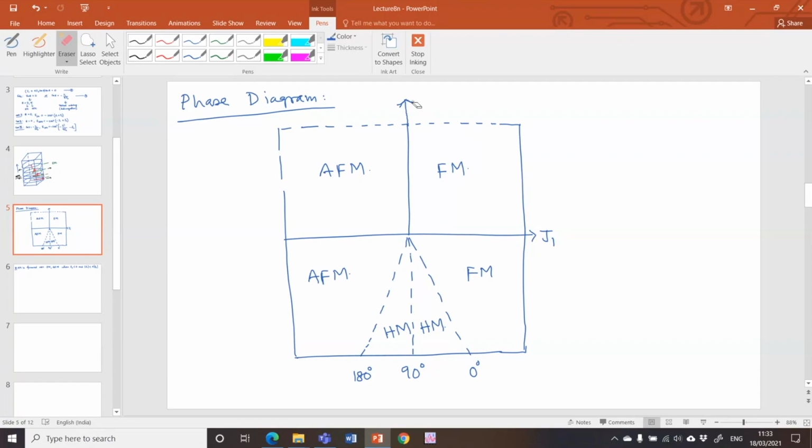That it has to be ferro. If J1 is negative, let me ask you a question. If J1 is negative, then what do you expect? If the exchange integral J is less than 0, what do you expect? Yes, sir. Exchange integral J is less than 0. That means total energy positive.